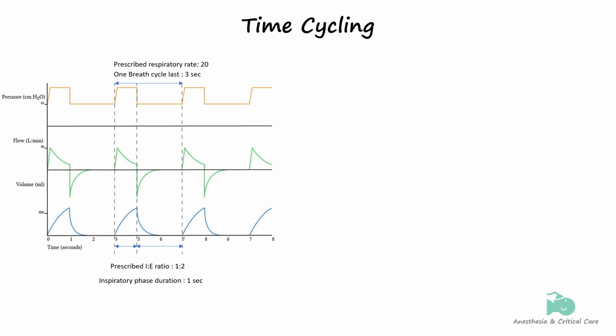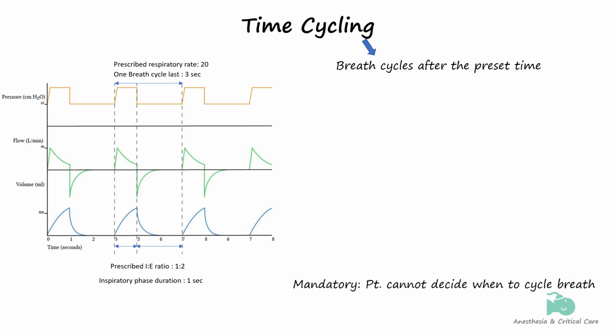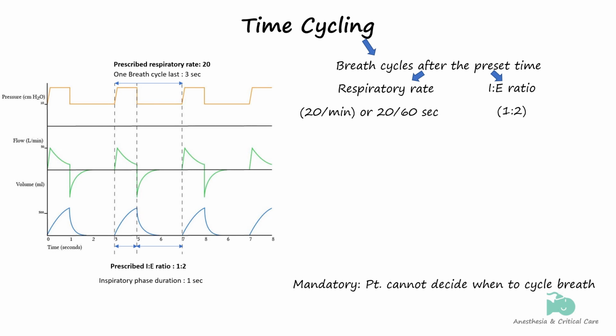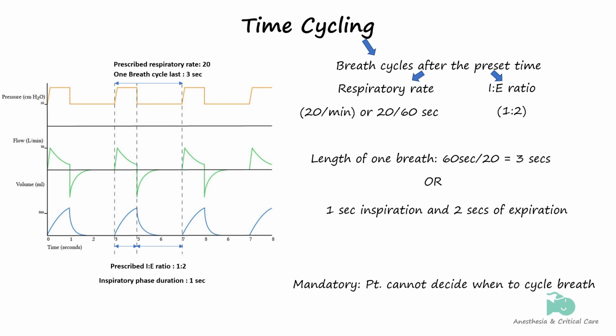A breath is considered time-cycled if the inspiratory phase ends when a predetermined time has elapsed. This is usually a feature of mandatory modes of ventilation. The preset time in time cycling is determined by the respiratory rate and the inspiratory to expiratory ratio set by the clinician. For instance, when one has a respiratory rate of 20 and an inspiratory to expiratory ratio of 1:2, it is understood that, from a total 3-second breath cycle, the inspiratory phase will last 1 second. In other words, after 1 second the ventilator will terminate inspiratory flow and cycle to expiration.